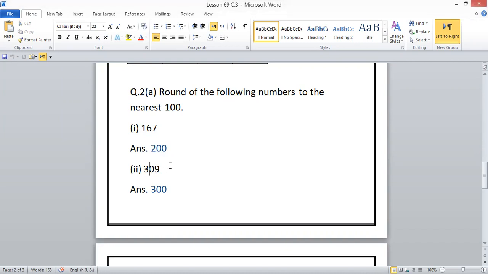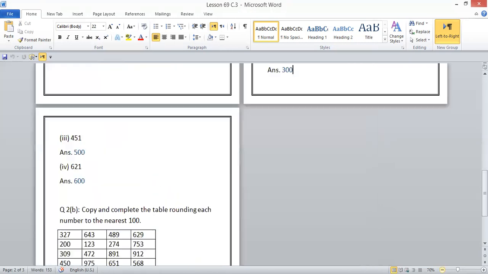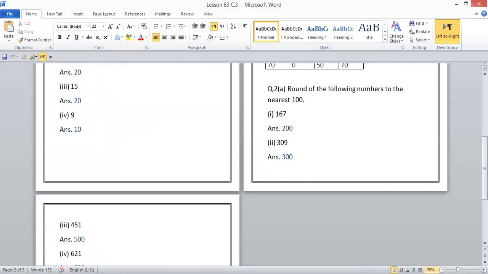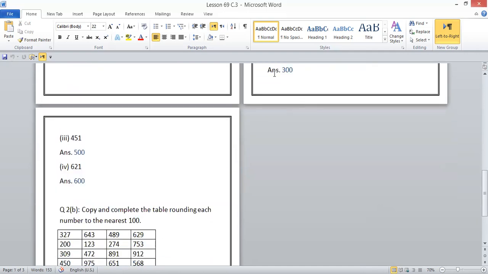Then write question number 2, part 2. That's 309. 0 is less than 5, so don't change the number in the hundreds. It is 3. The other two will be 0. 300. If the number is smaller than 5, no change; if it is bigger than 5, change. The answer is 300. This is very important. When you read the question, read carefully. Either you are rounding to the nearest 10 or to the nearest 100. If you are rounding to the nearest 10, that means the tens number will change and the ones will be 0. If you are rounding to the nearest 100, then the hundreds number will change and the other will be 0. Don't mix rounding to the nearest 10 and rounding to the nearest 100.